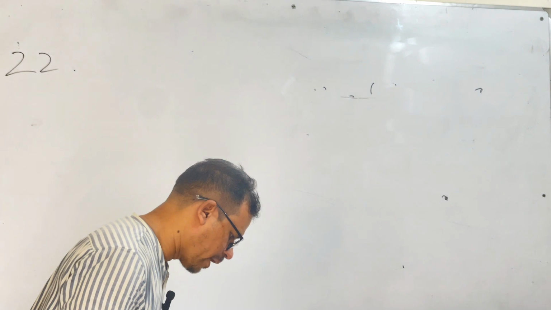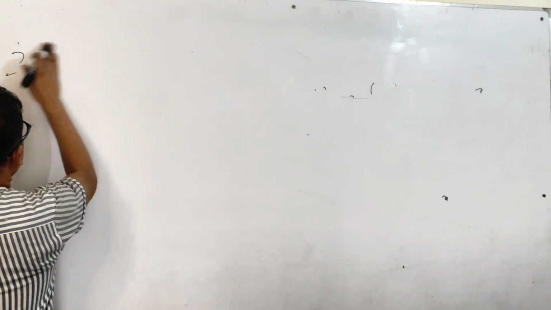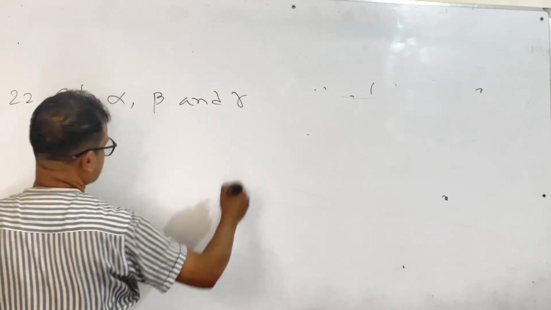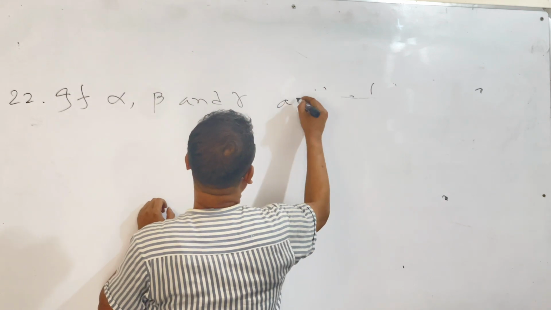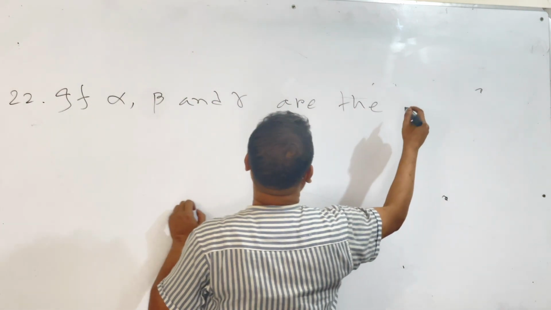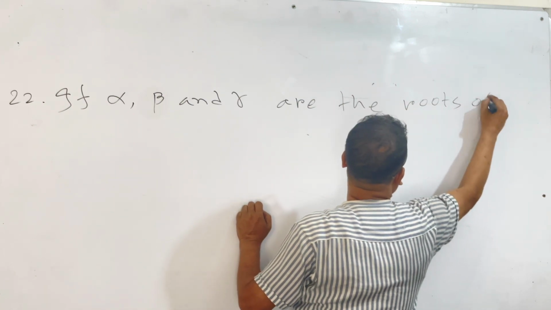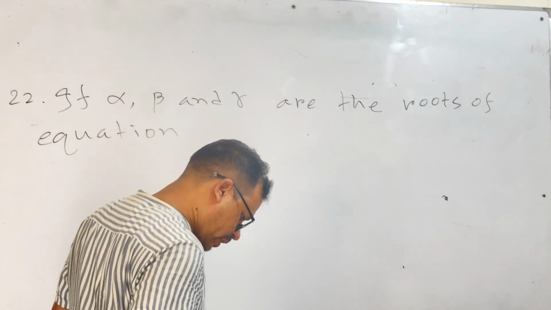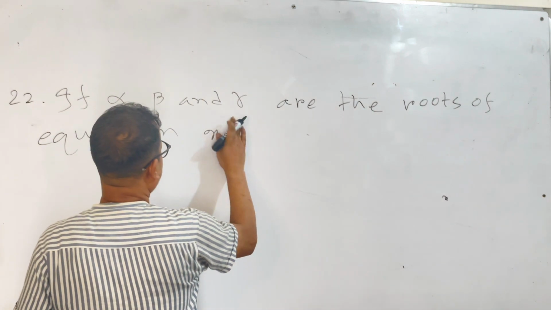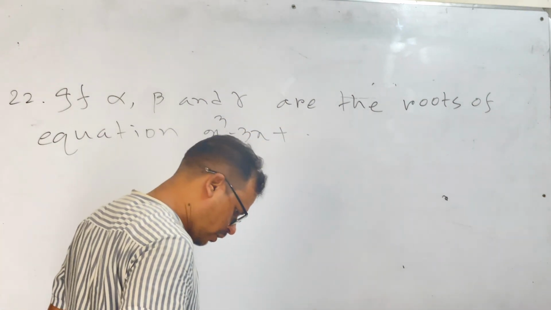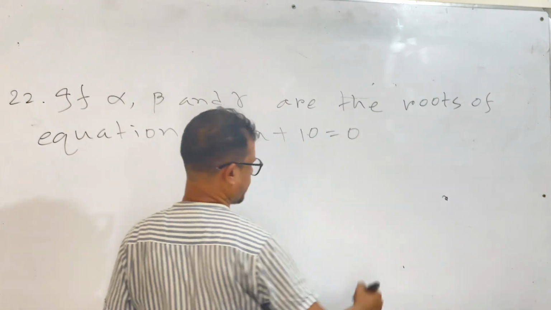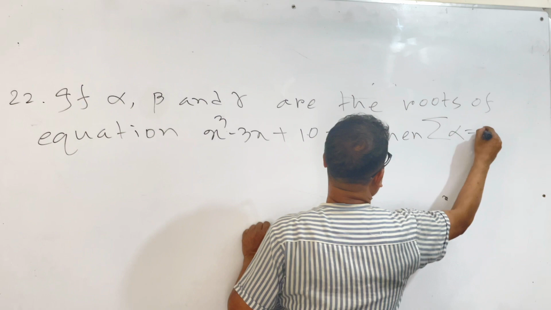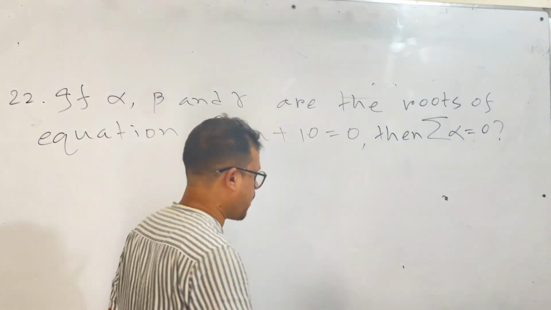If alpha, beta and gamma are the roots of the equation x cube minus 3x plus 10 equal to 0, then summation alpha equal to what? We have to find that out.